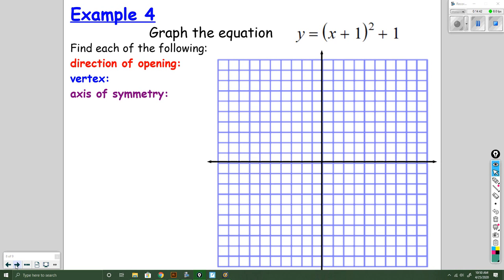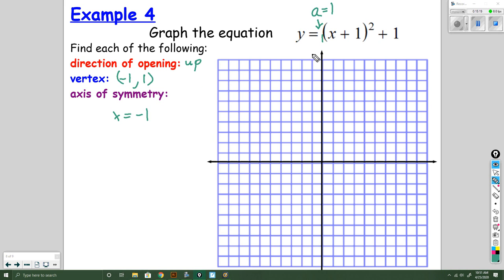In example 4, we have y equals the quantity x plus 1 squared plus 1. Now this one's rather simple. We have an implied a value. A is right there, and what we're multiplying here is just 1. So a equals 1, which means the direction of opening is up since that's positive. And then for our vertex, we have our x value, what we're subtracting from x, negative 1, and then our y value, what we're just adding to the overall function, that's positive 1. And then our axis of symmetry is just going to be x equals negative 1.